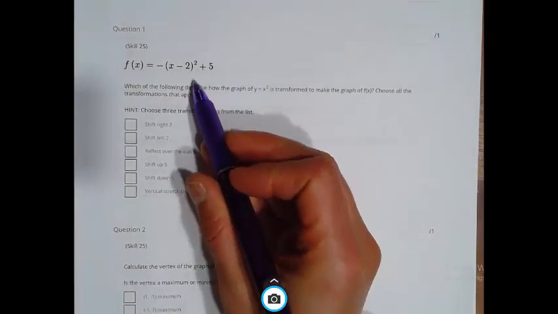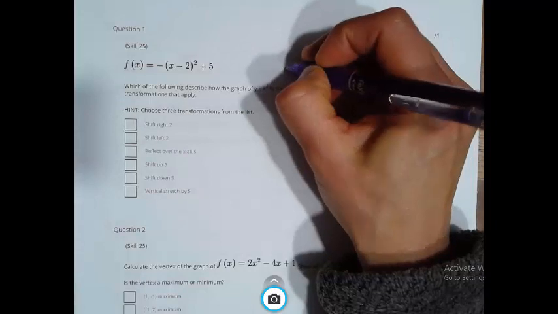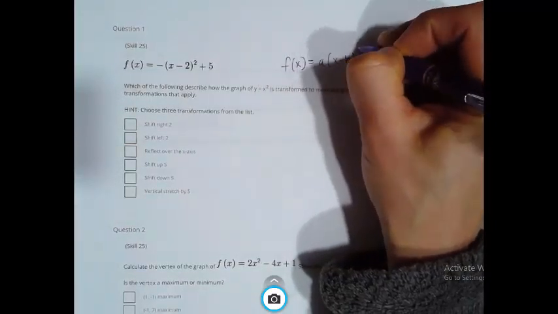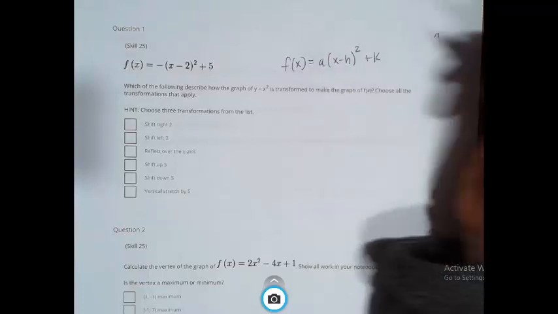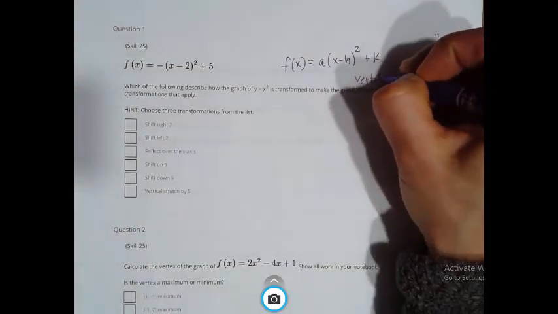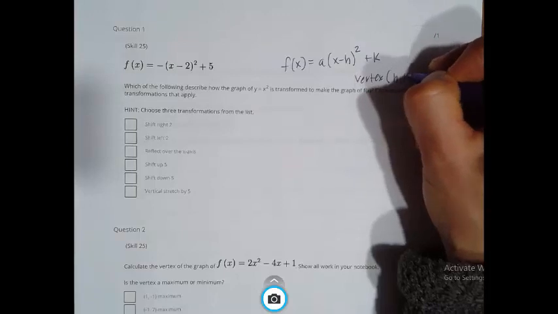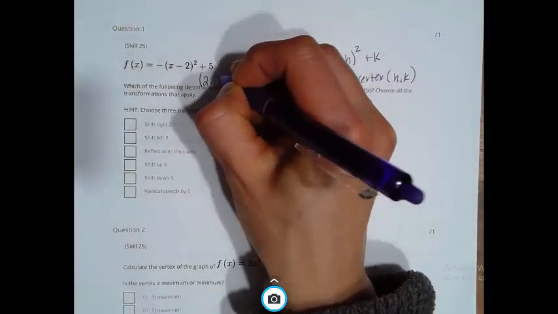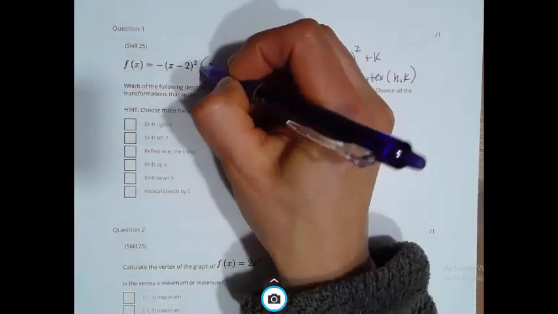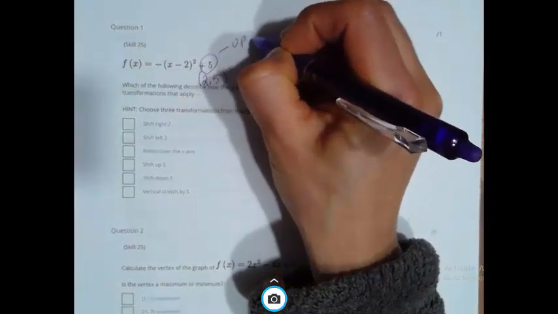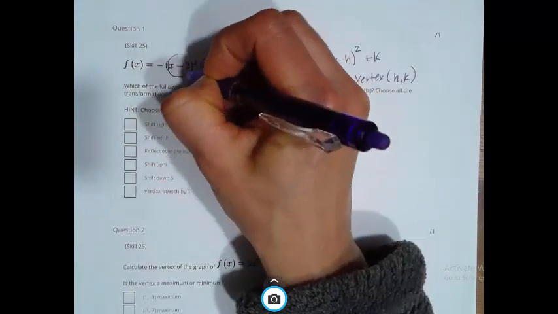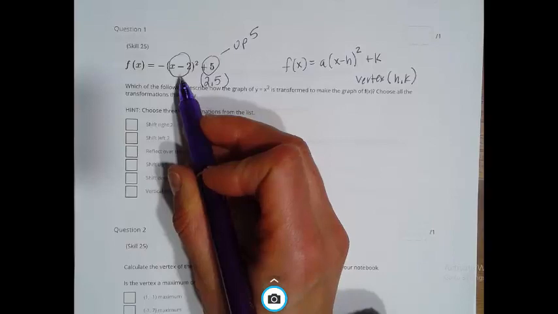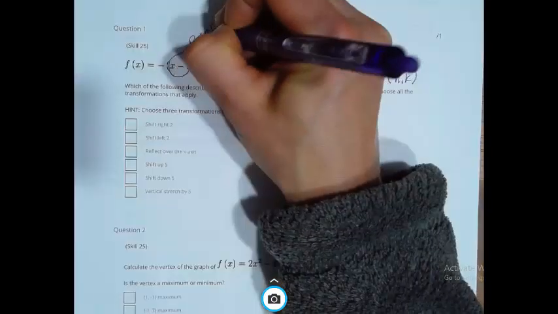So remember, this is in vertex form, where we've got f of x equals a times x minus h squared plus k, and the vertex is at (h, k). So here the vertex is (2, 5), which means this has transformed up 5. Now this is a little bit tricky because remember the minus is part of the formula. So this doesn't go left 2, but it goes right 2.